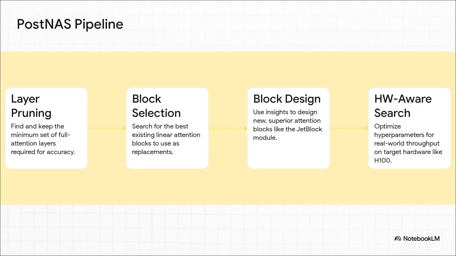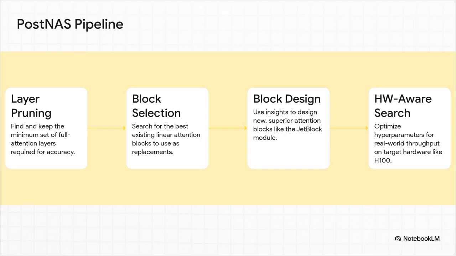Step 1, figure out the absolute minimum number of full attention layers you can get away with. Step 2, search for the best off-the-shelf linear attention blocks to replace all the ones you just ripped out. Step 3, take what you learned and design a brand new, even better block. And that's how JetBlock was born.